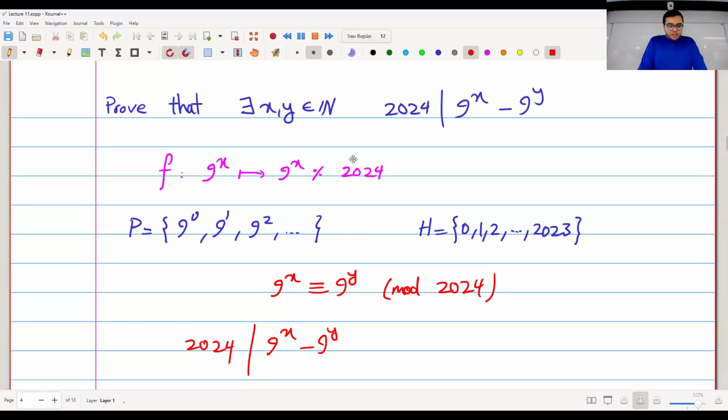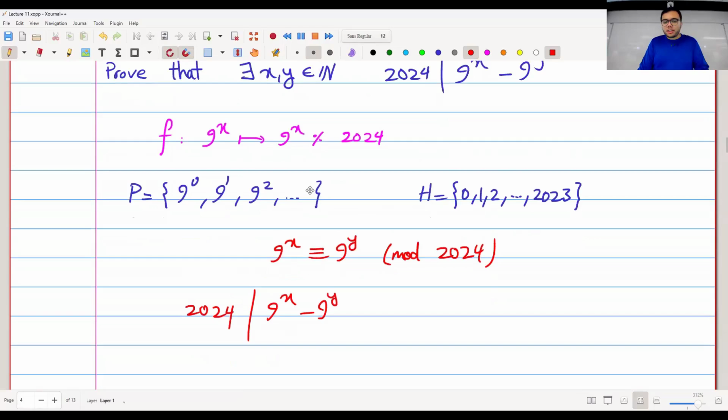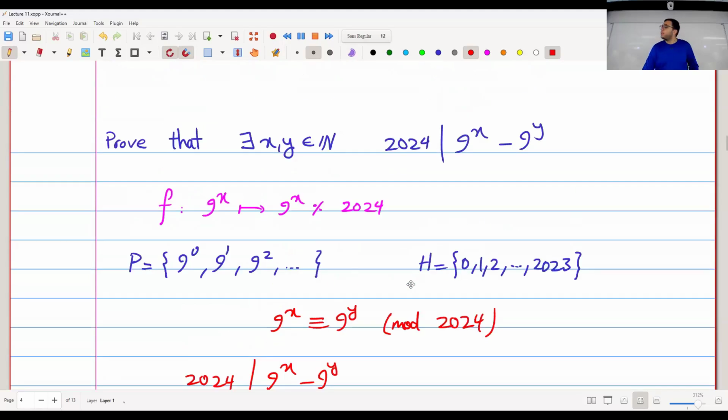But now, the thing here is I don't really need all the powers of 9. I could just take the first 2025 powers, right? So I know that I will find my solution in the first 2025 powers. Or I could take any 2025 members of this set, and among them there would be 2 that are mapped to the same remainder, and then I would find the solution. So in some sense, we proved more than we needed.